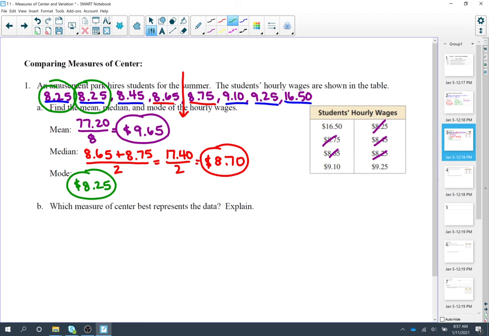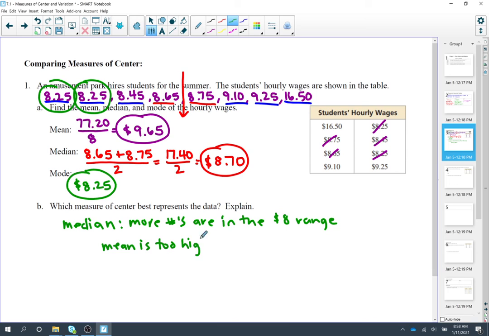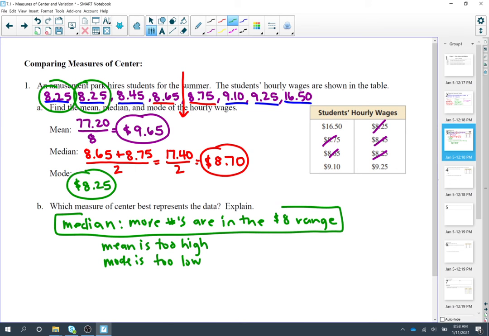And that, to me, looks like the median. The $8.70. And my reasoning here is more numbers are in the $8 range. Okay, which is where your $8.70 is. I'm going to say the mean is too high. Okay, it's $9.65, which is like way up here. That's not typical. And then the mode is too low. So my answer here is your median best represents your data set.